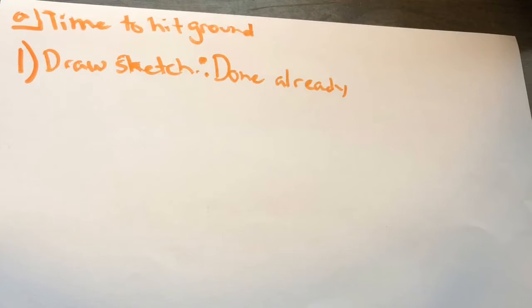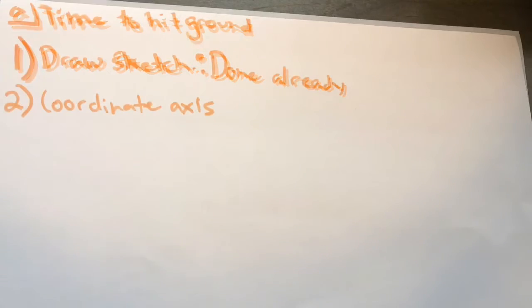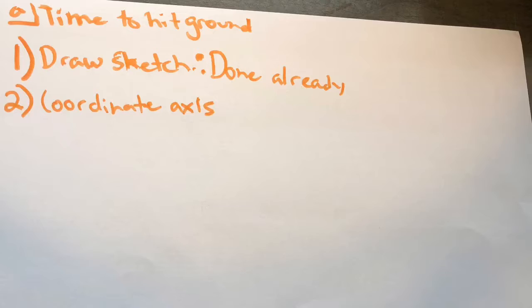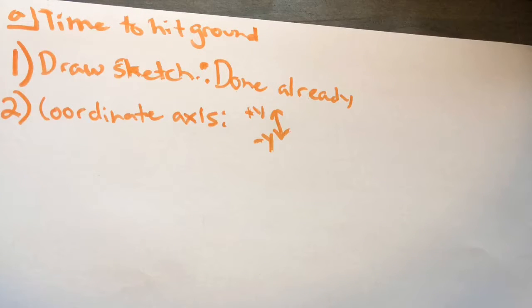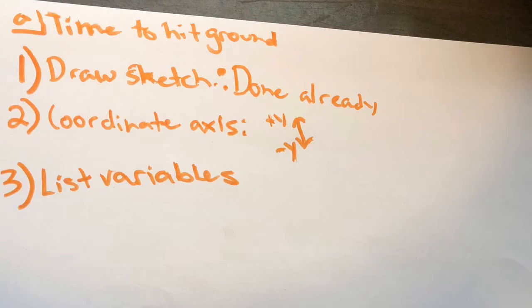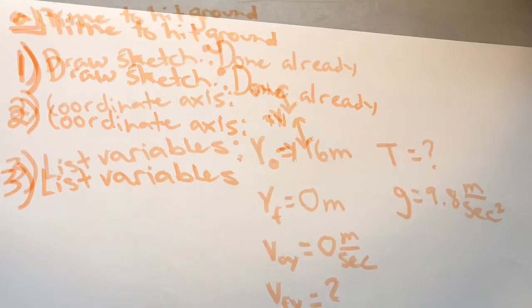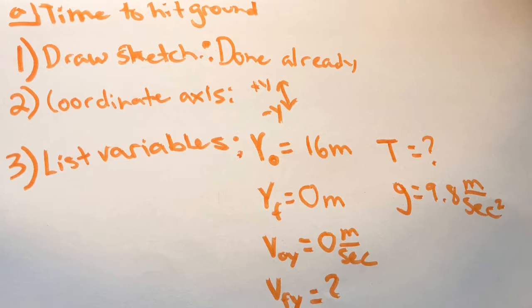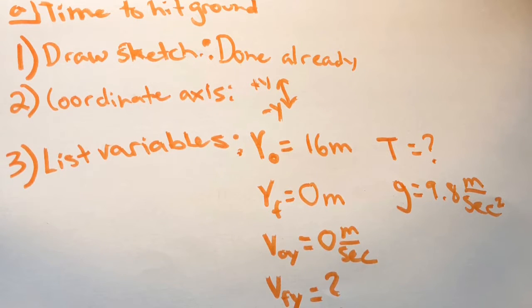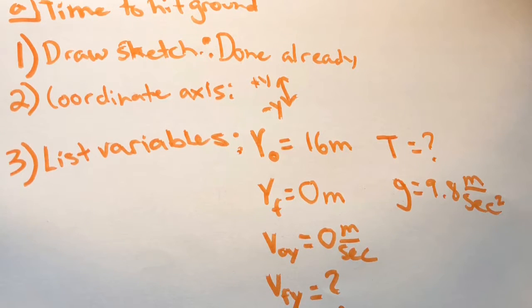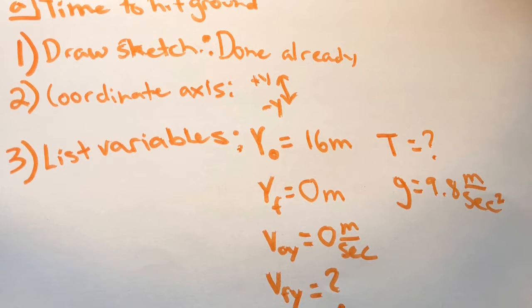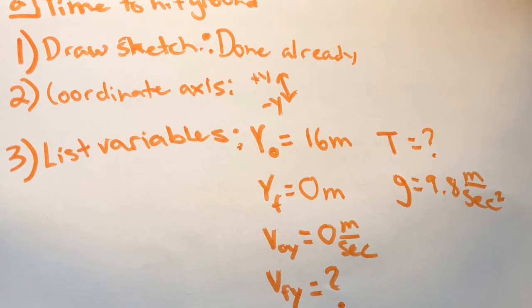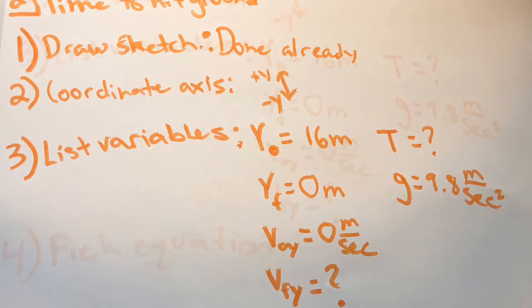This starts with drawing a sketch, which we already did. Next is label coordinate axis. We will label positive y up and negative y down. Then we will list our variables. y0 will be 16 meters, yf will be 0 meters, v0y will be 0 meters per second, vfy we don't know, t we don't know, and g we know equals 9.8 meters per second squared.